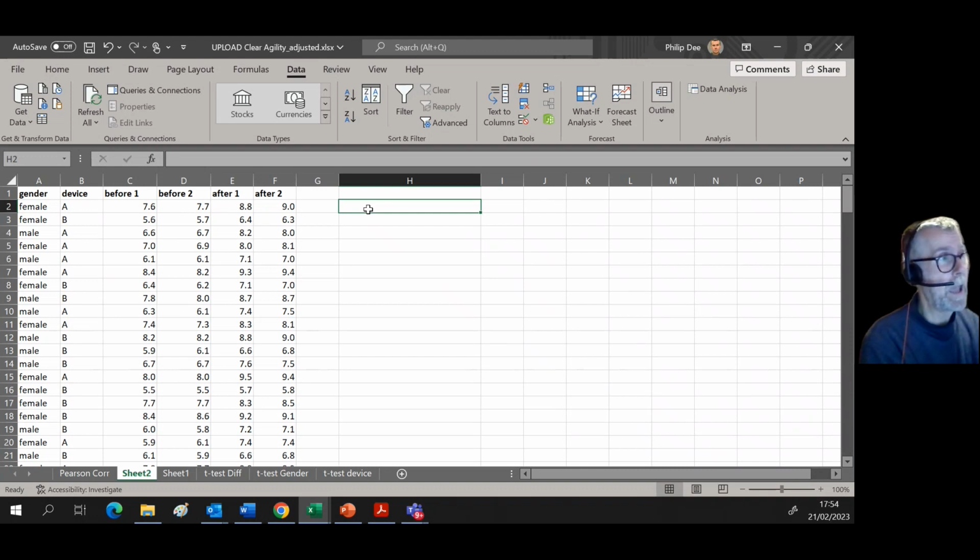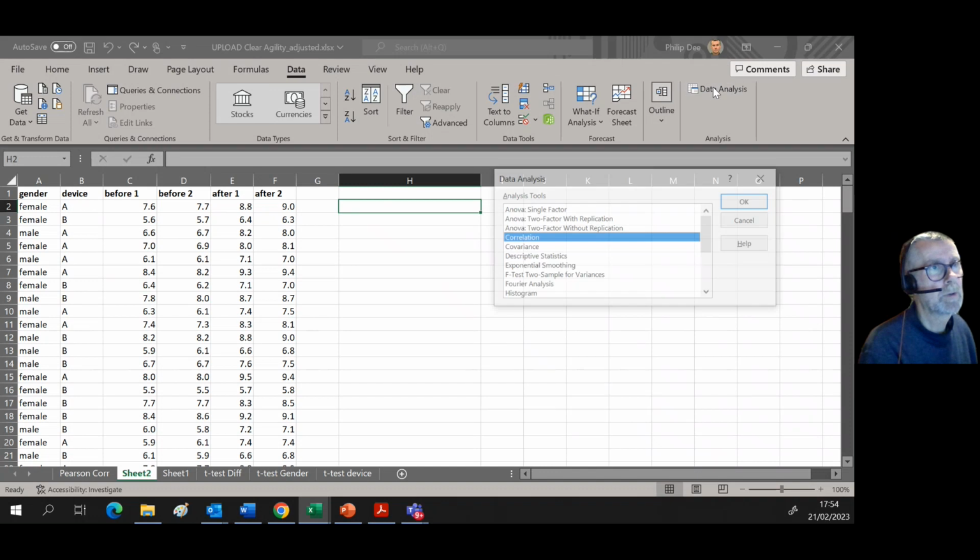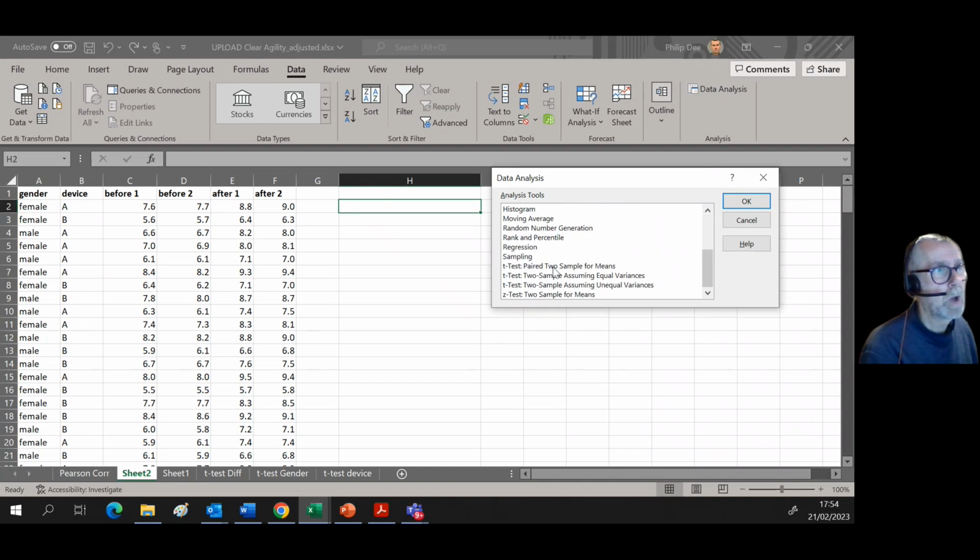Well, in this case, it could be the paired. If I was comparing before one and before two, they're independent. I would then go for the independent samples. So click on data, click on data analysis. Got lots of different examples. It's got the t-test paired, that's what we're going to use. It's also got t-test 2 samples, assuming equal variance, and t-test 2 sample, assuming unequal variance. We'll come back to that one, but let's pick the paired one for now.